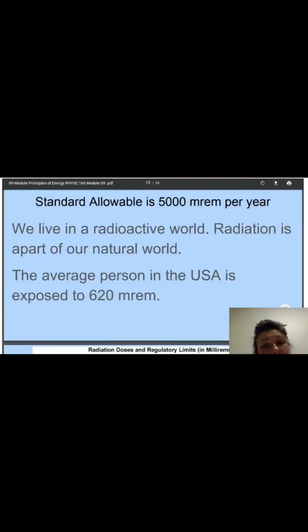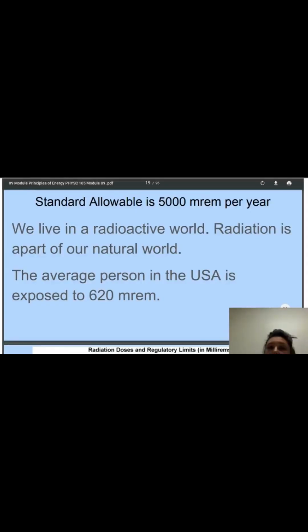But the thing to keep in mind is that the standard allowable is 5,000 millirems per year, and that is an allowable, healthy, normal amount. With that said, the average U.S. citizen, now in other parts of the world, they have much higher. So like if you lived in Beijing, China, you are getting way more millirems just from your exposure to pollutants in the atmosphere, right?